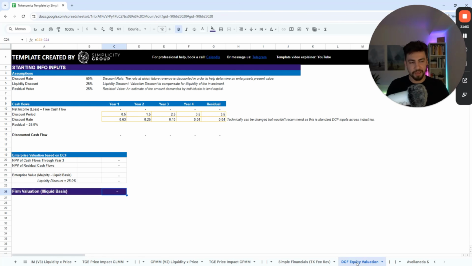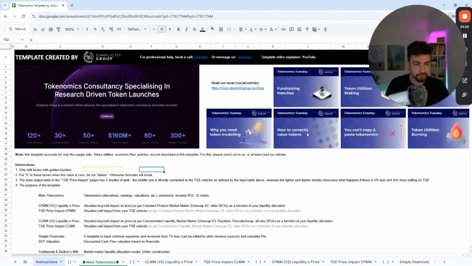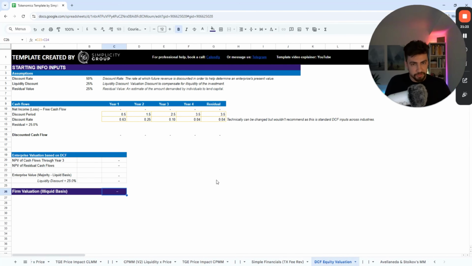Very important, this is an equity valuation. It's not for tokens. If you want to understand how to value tokens and find a fair, fully diluted valuation for the token, read this article, How to Correctly Value Tokens. It's not that difficult to understand once you know how to think about it. In fact, it's actually pretty easy, but make sure you do it correctly. This gives you the equity valuation if you need it.